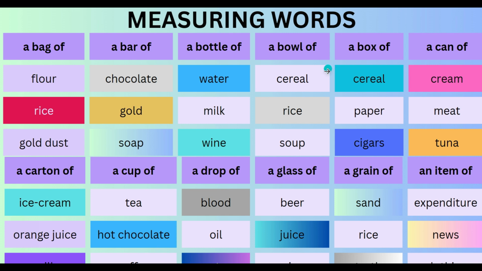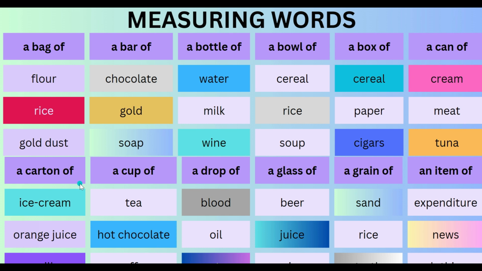A bowl of cereal, a bowl of rice, a bowl of soup, a box of cereal. You see, cereal, if it is in a bowl, we say a bowl of cereal, and if it is in a box, we say a box of cereal. A box of paper, a box of cigars, a can of cream, a can of meat, a can of tuna. These things are kept in cans, so when we want to measure these, we say a can of cream, a can of meat, a can of tuna, so on.